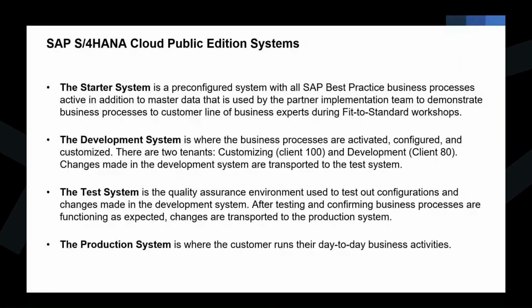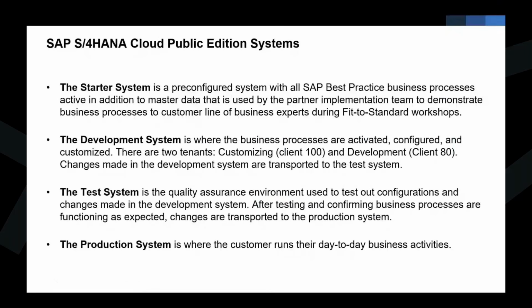When it comes to the development system, this is a system where the customizations and the developments will be done. The test system is a system where the quality assurance testing will be performed and the business users will confirm whether it is meeting the requirements or not. And finally, we have the production system where the actual day-to-day business activities are carried out.